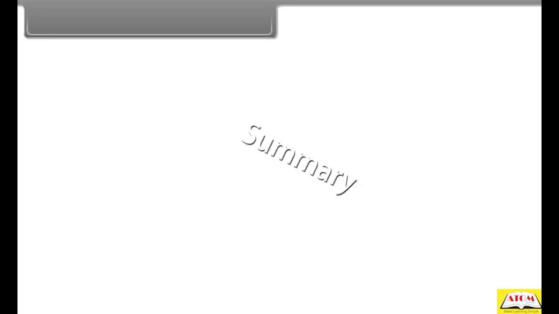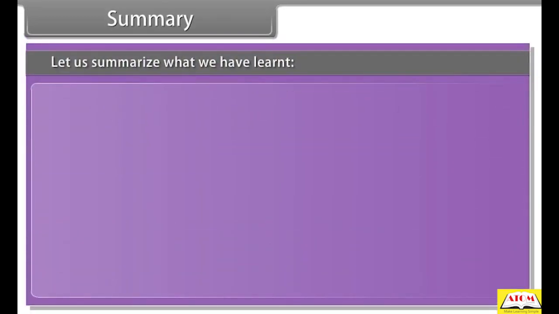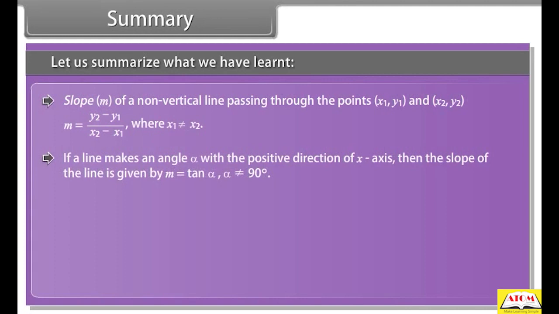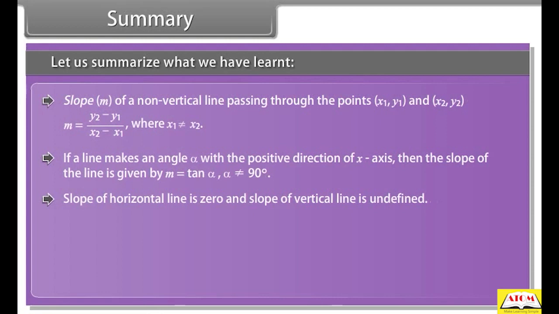Summary. Let's summarize what we have learnt. Slope m of a non-vertical line passing through the points (x1, y1) and (x2, y2). If a line makes an angle alpha with the positive direction of the x-axis, then the slope of the line is given by m is equal to tan alpha. Slope of a horizontal line is 0 and slope of a vertical line is undefined.